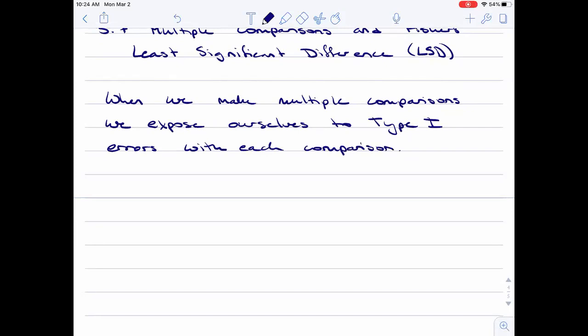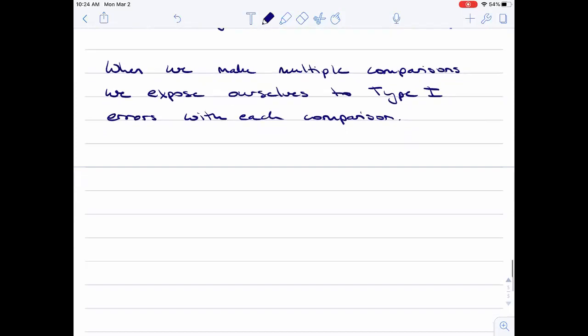And for me, I had a hard time wrapping my head around type 1, type 2 errors. What's bad, what's good? Well, neither, an error is bad, right? But type 1 errors are typically worse than type 2 errors. And so that's why we talk about type 1 errors more.